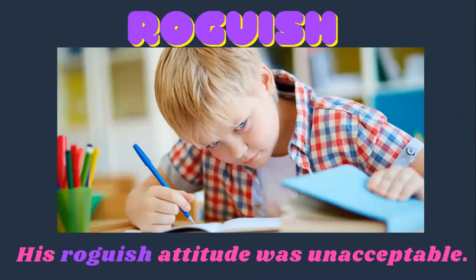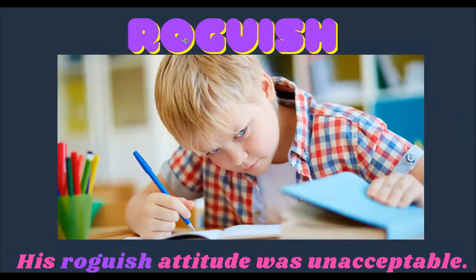Okay, roguish. Can you see this picture? What is this boy doing? He's taking a test. What do you think he's doing, this boy? Cheating. He's cheating. So can you read the sentence, Muhammad?